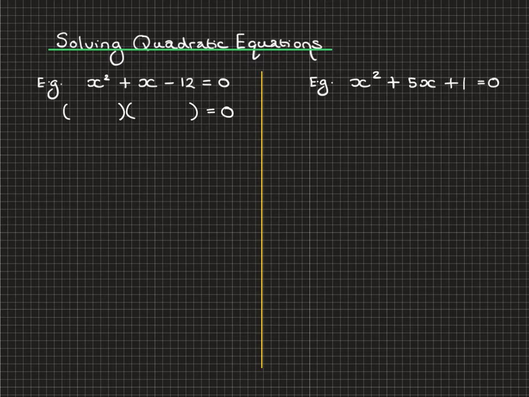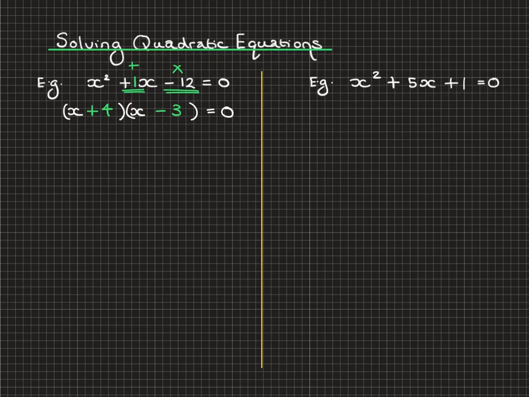minus 12. The brackets will both begin with x. Now we need to find a pair of numbers which will multiply to give us negative 12 and which will add to give us 1. We can't see it there because we wouldn't write it in, but we'll add it in, 1x there. Now, which pair of numbers will do this? It's got to be a positive 4 and a negative 3. And you can always check by expanding your brackets and simplifying and collecting the like terms to see that you get x squared plus 1x minus 12 equals 0.